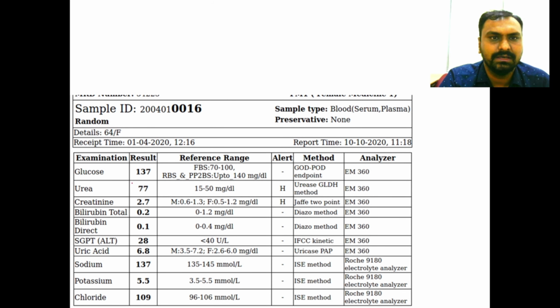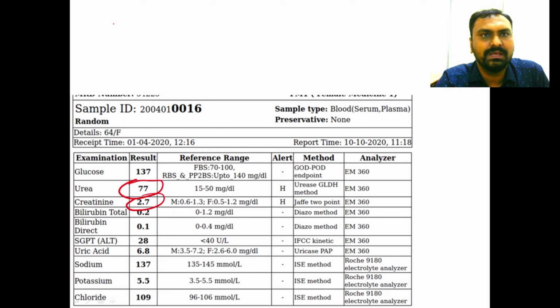Now you see here urea 77 and creatinine 2.7. So when urea increases, urea level is normally around 30, creatinine level is 1.